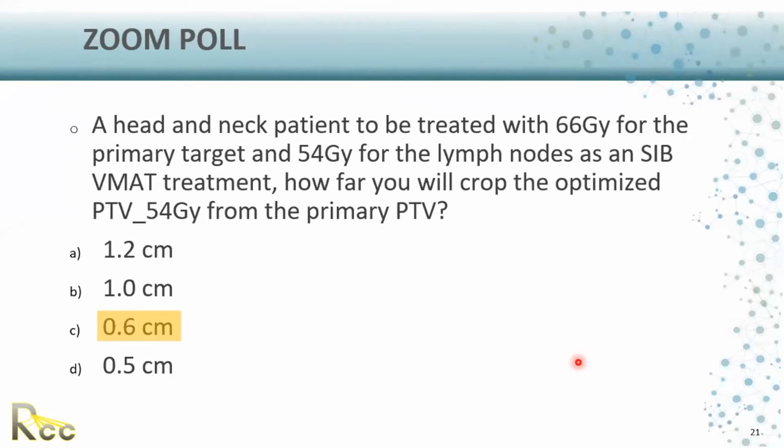Exactly, it's 0.6. As we said, the rule of thumb is you need 1 millimeter to drop 2 gray. So 66 minus 54 equals 12 gray. 12 gray divided by 2 equals 0.6 centimeters.